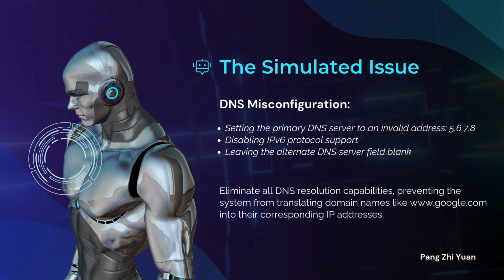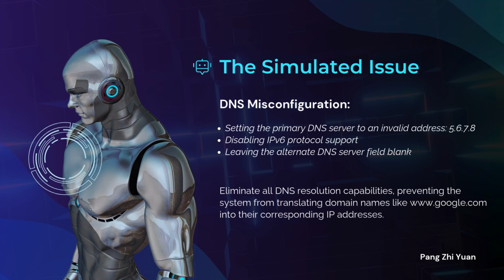Next, we disable the IPv6 protocol support and leave the alternate DNS server field blank. This configuration eliminates all DNS resolution capabilities, which prevents the system from translating domain names like www.google.com into their corresponding IP addresses. As expected, this results in complete failure of web browsing and any applications dependent on domain name resolution.